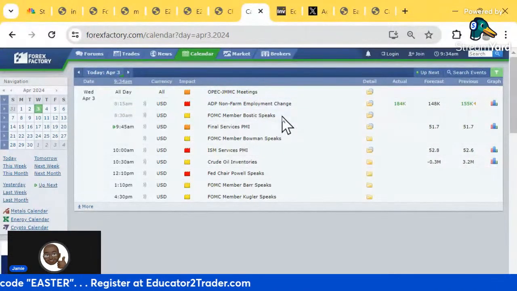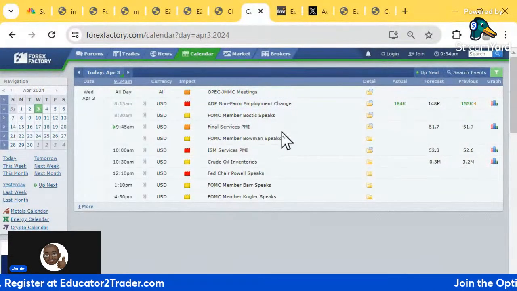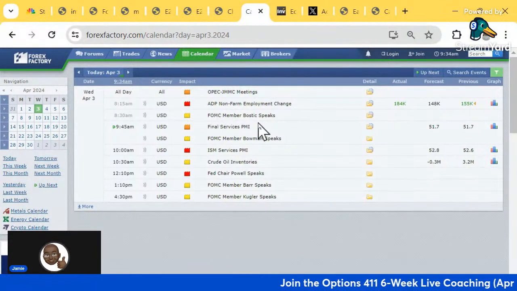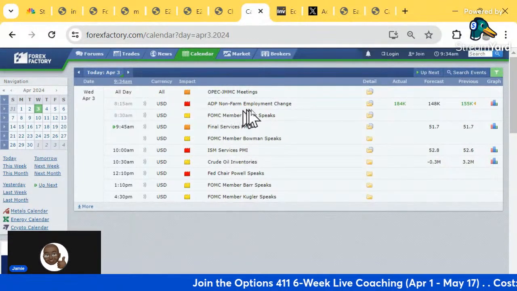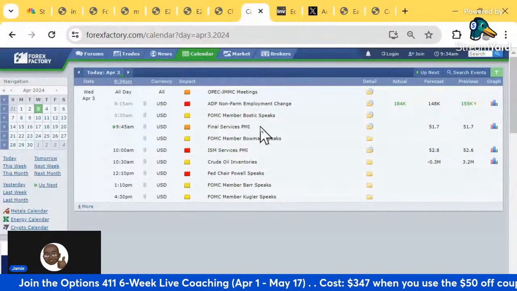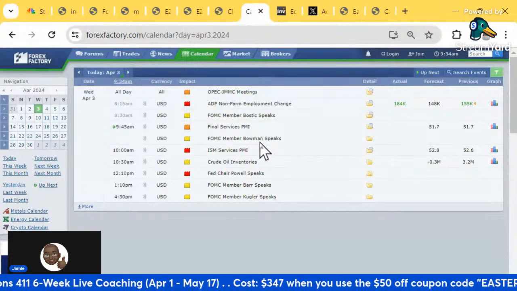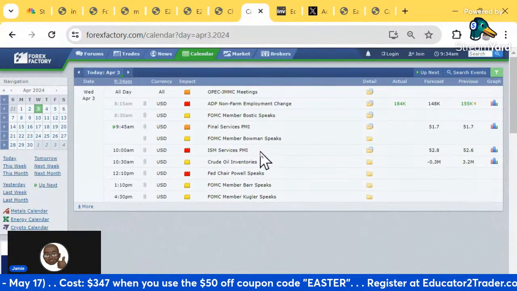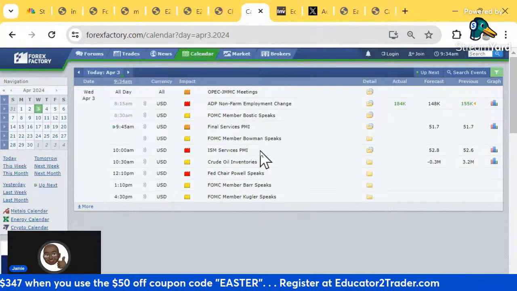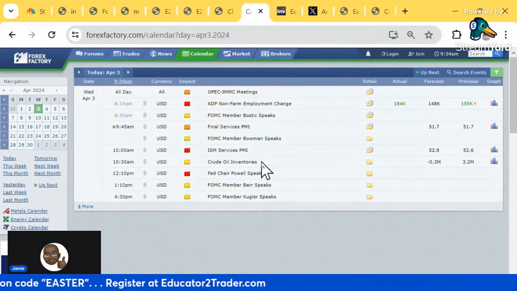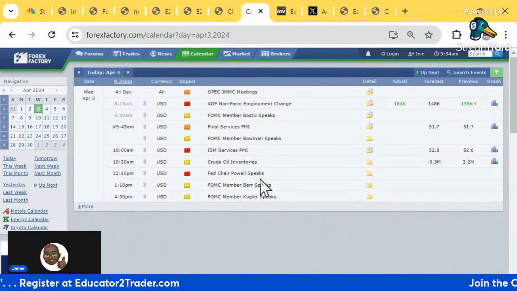FOMC member Bostic speaks at 8:30. At 9:45 we have, and that's a yellow folder. The red folder was the non-farm employment change. The orange folder, final services PMI at 9:45. FOMC member Bowman speaks also then as a yellow folder. The ISM services PMI at 10 o'clock is a red folder. We got crude oil inventories, yellow folder at 10:30.